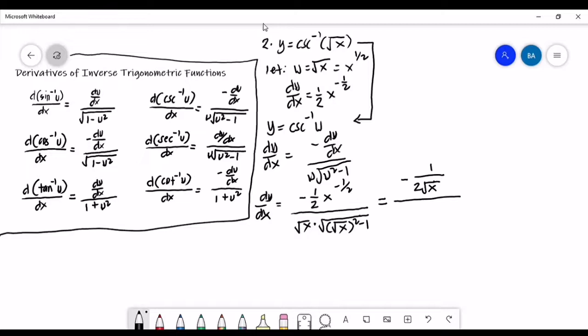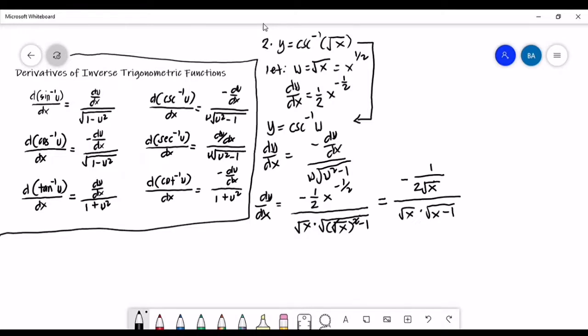And then also, the square sign will be cancelled, and the x will remain. So we have here square root of x times the square root of x minus 1.